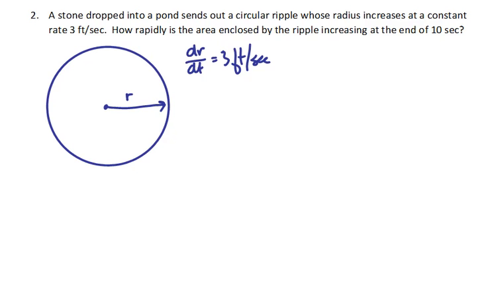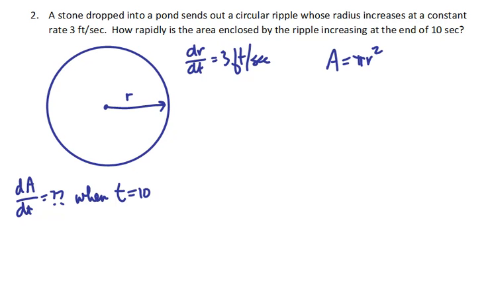And we're trying to find out how rapidly the area enclosed by the ripple is increasing at the end of 10 seconds. So we want to find out what the rate of change of area is when t is equal to 10 seconds. So we have all the information listed on the paper, and we have the diagram. We're ready to find a formula that's going to relate dA/dt and dr/dt.